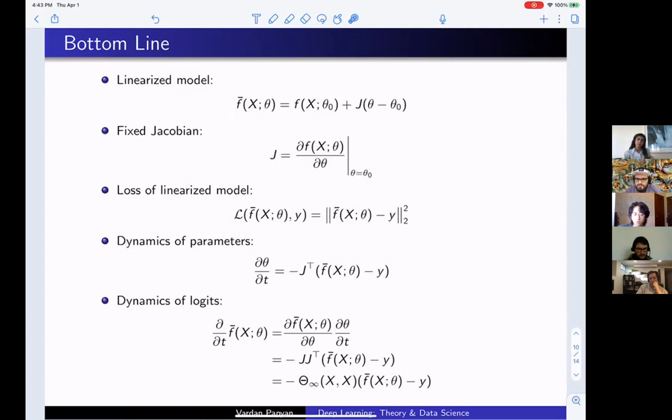F of x theta converges in exponential time. Yes, that is what it says. Yes.